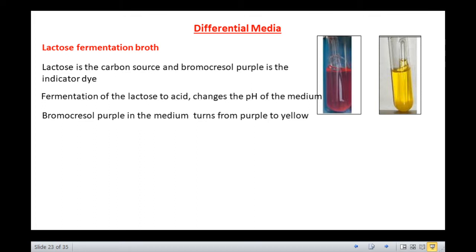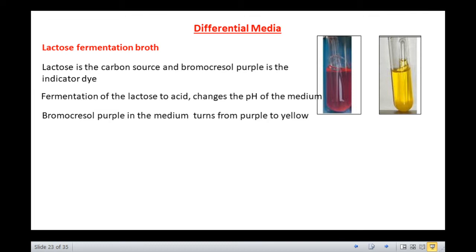Those bacteria that are unable to ferment lactose will still grow if another carbon and energy source is provided that they can use, but no color change will be observed in the broth. Thus, we can differentiate between lactose fermenters and non-lactose fermenters using the same medium.